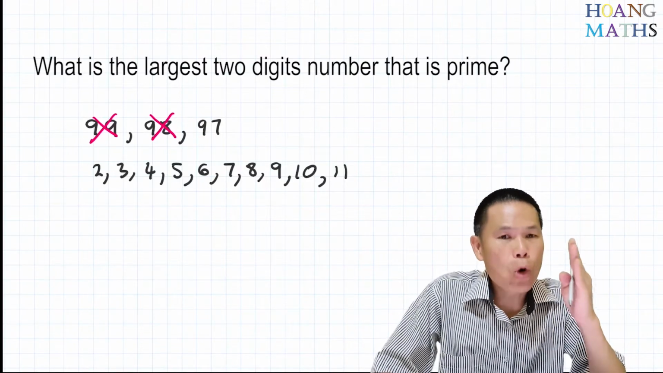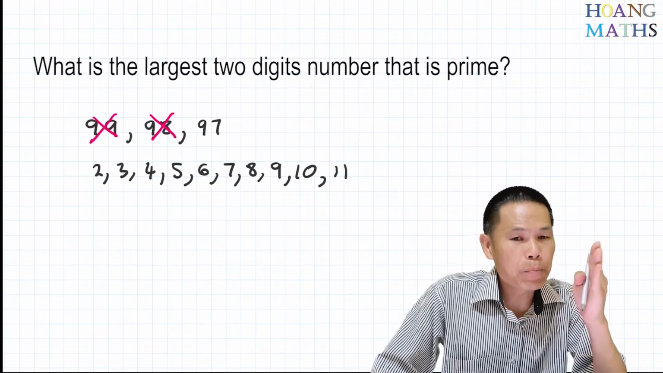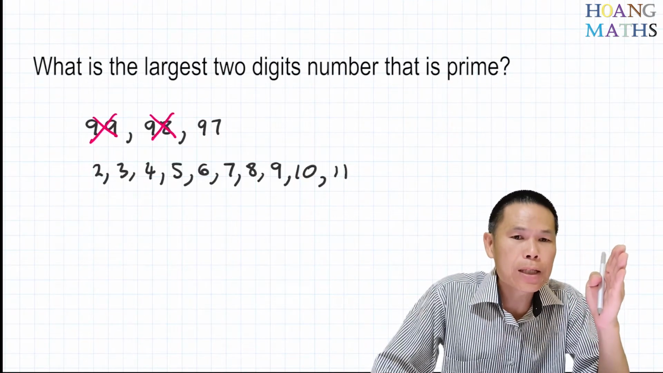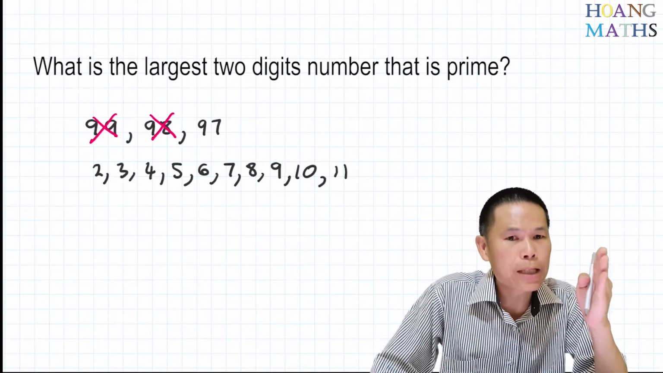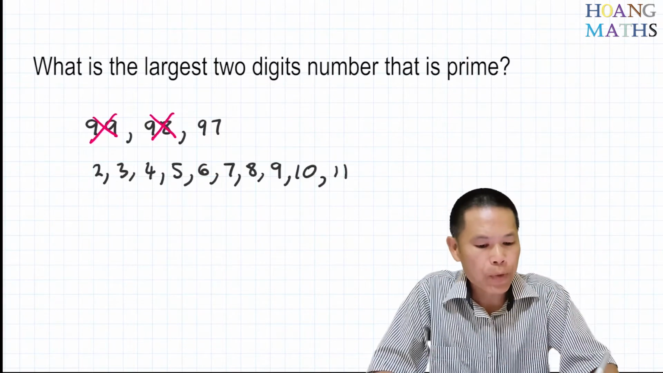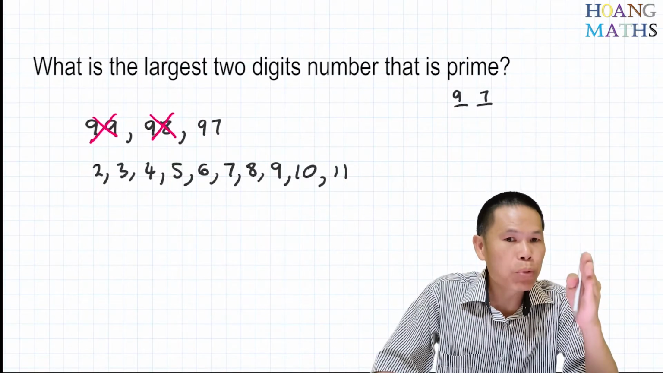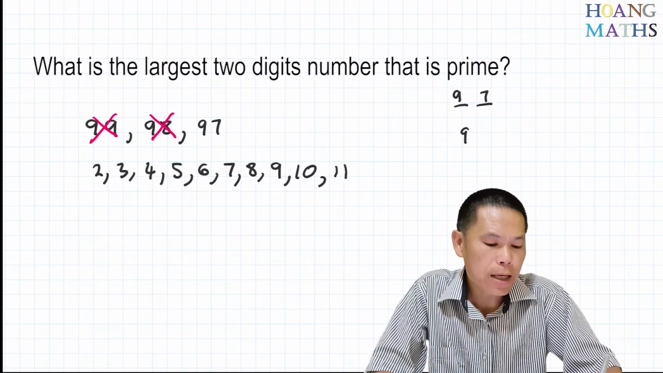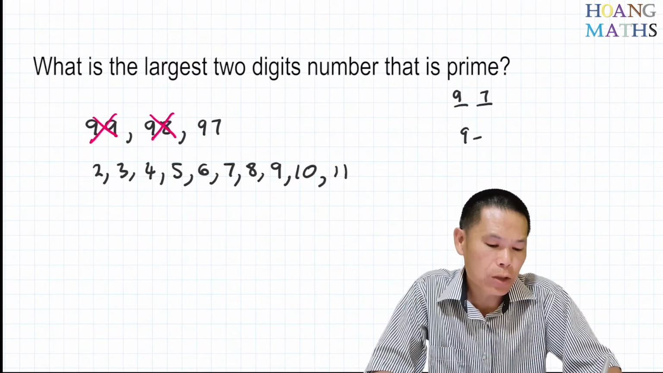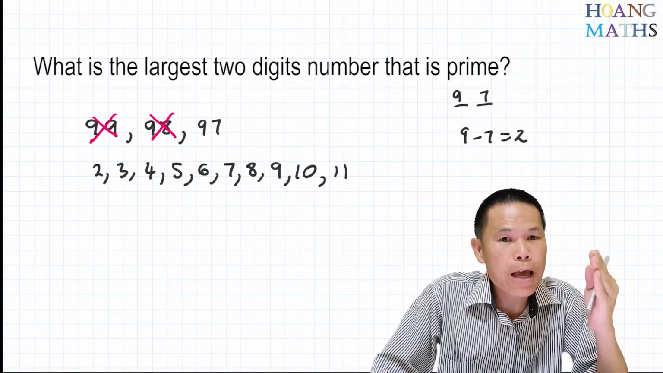And then 11. Remember, in order to be divisible by 11, the sum of the odd digits minus the sum of the even digits, if it equals 0 or a multiple of 11, then it's divisible by 11. Now the odd digit is 9 and the even digit is 7. So 9 minus 7 is 2. So therefore it's not divisible by 11.